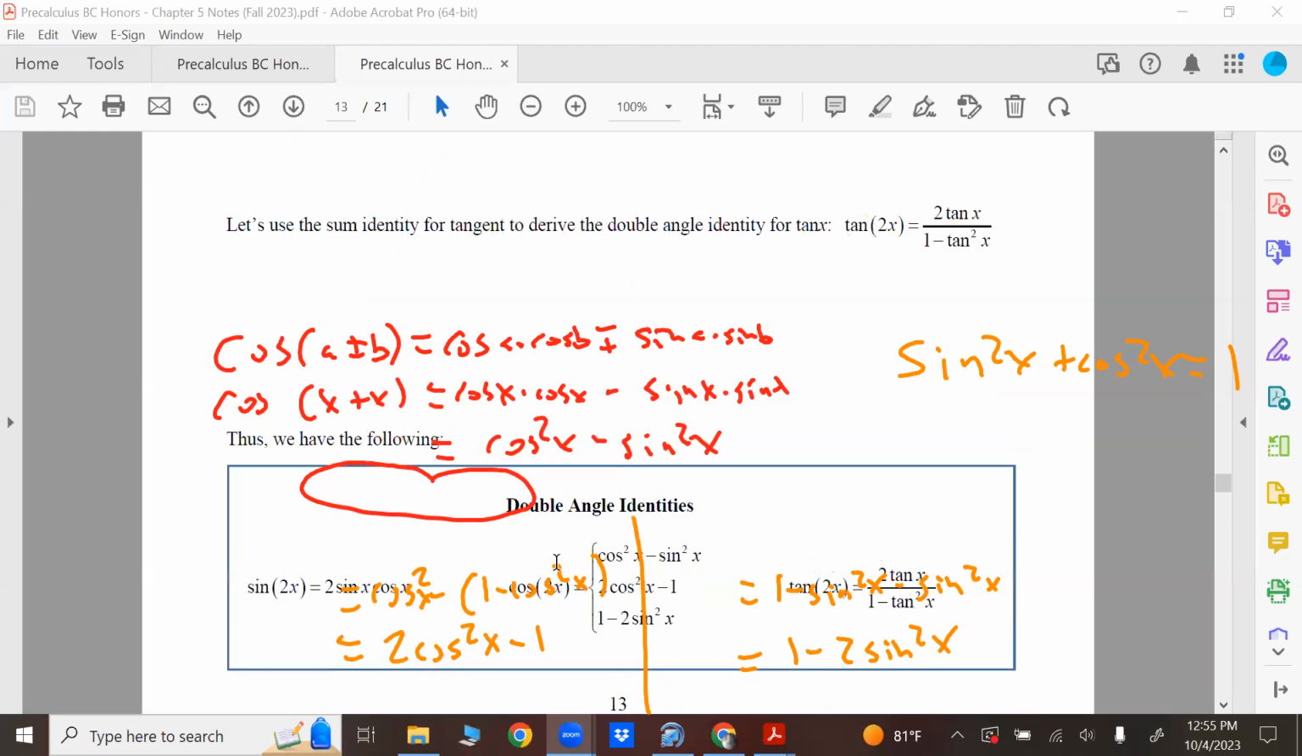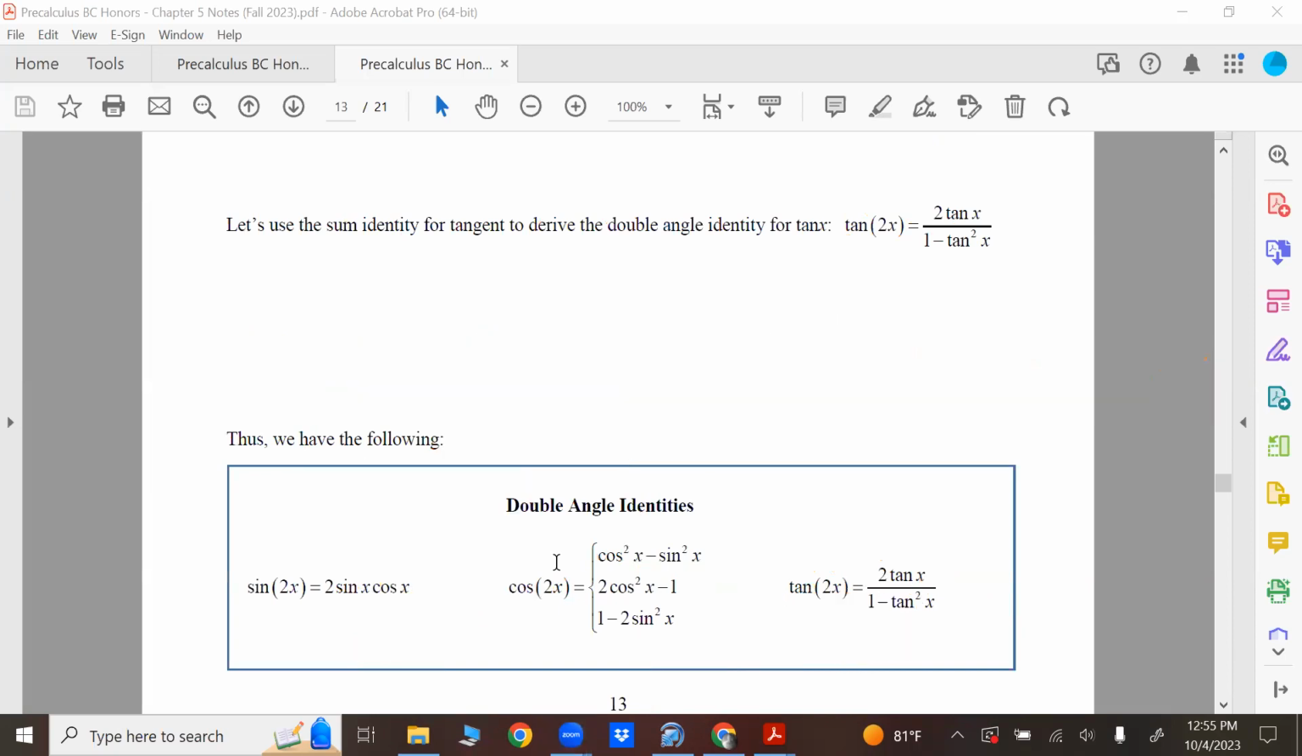And then this one here, how do I derive this one? Real easy. Tan of a plus or minus b. Again, I'll give this to you. Tan a plus tan b, that's plus minus, over 1 minus plus tan a times tan b.